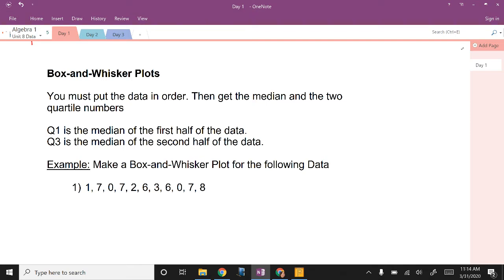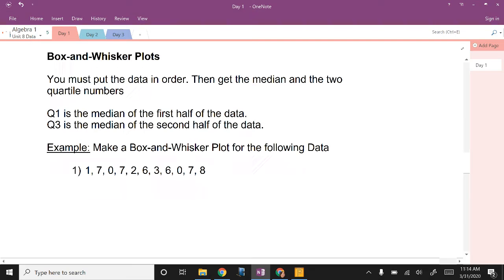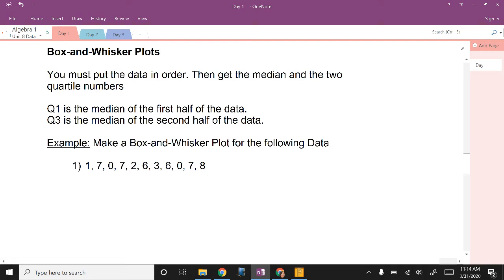So anytime we use a median, we want to make sure that our data is in order from least to greatest. Then we're going to use our medians from that data to help us make our box and whisker plot. So I'm just going to go into the first example. The first example has these numbers. There are 1, 2, 3, 4, 5, 6, 7, 8, 9, 10, 11.